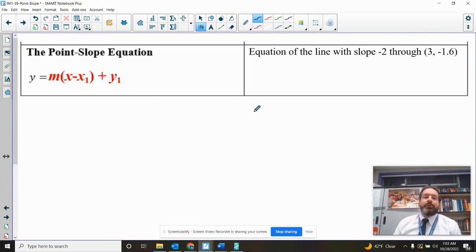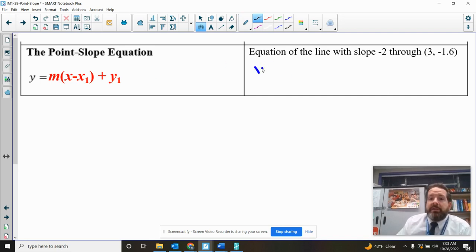Here's what I would like you to put on your toolkit. The point-slope equation looks like this. M is the slope of the line. X1 and Y1, well, those are the coordinates of an ordered pair through which your line goes. The setup should look like this.